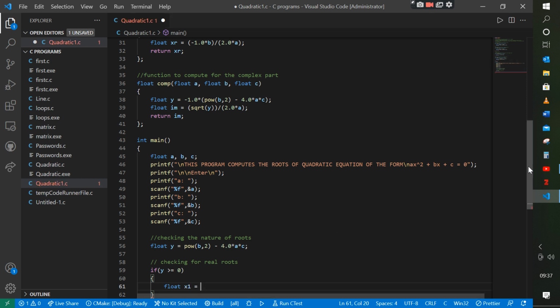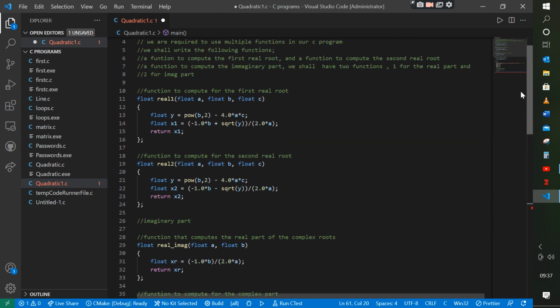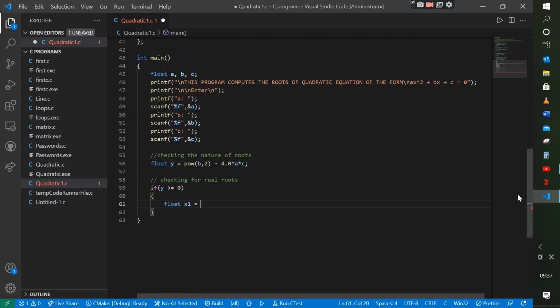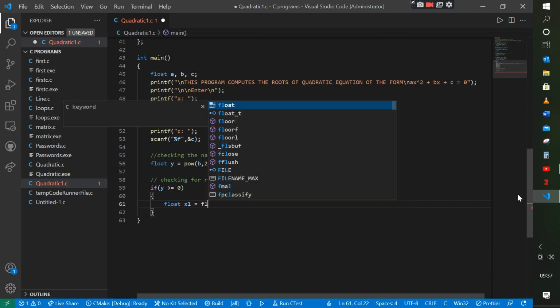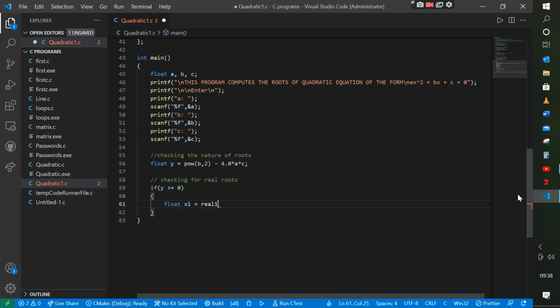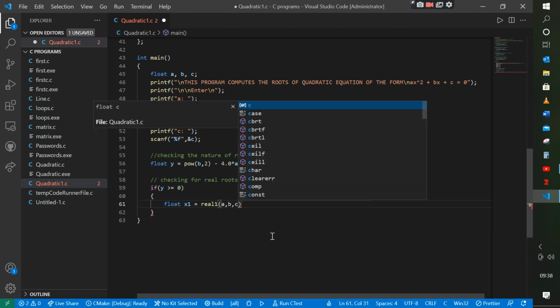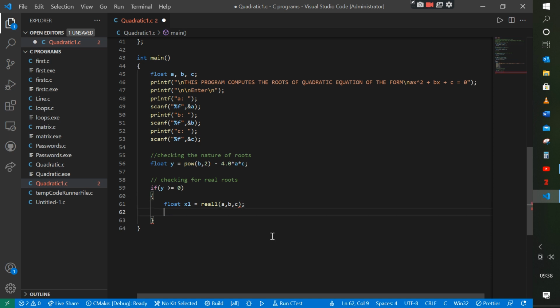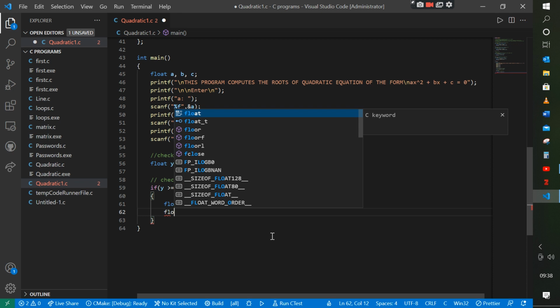we can now call our function. The function for the first root was called real 1, so we can use it. It's called real 1. If you open the brackets, it shows you the arguments you must enter. You must enter a, b, c. Don't mind the data type, you already declared them as floating values. So we enter a, b, and c, and terminate.